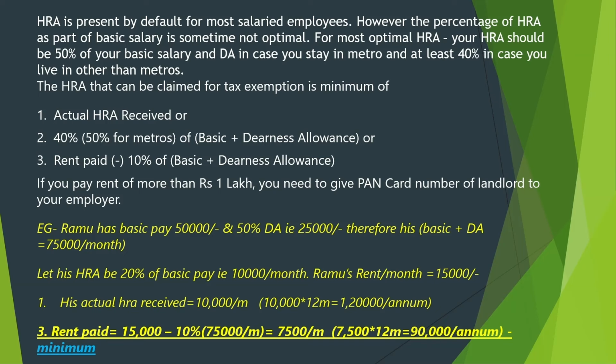So if you look at these two cases, in the first case, the actual HRA received by Ramu is 10,000 per month. So per annum, the HRA for him is 1 lakh 20,000 rupees. And in the third case, per annum, it's 90,000 rupees. As we have already discussed, you should claim the minimum of the three cases. So here, the minimum of the two cases is the third case. So he should claim only rupees 90,000 per annum and not 1 lakh 20,000 per annum, as the third case is the minimum in this situation.